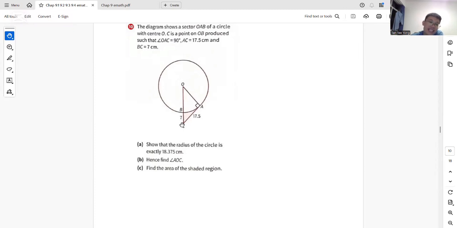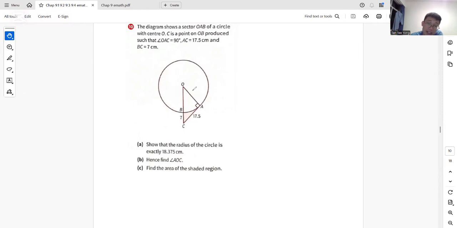So that means we can say that CA is the tangent to the circle at point A, actually, but anyway, not the point. AC is 17.5 and BC is 7. They asked us to show that the radius of the circle is exactly 18.375. So I'll label the diagram.